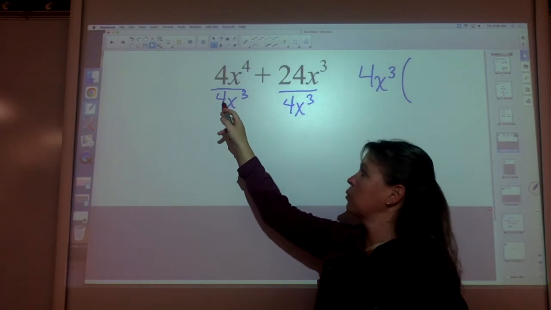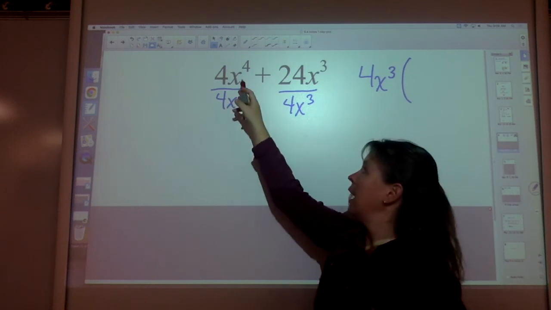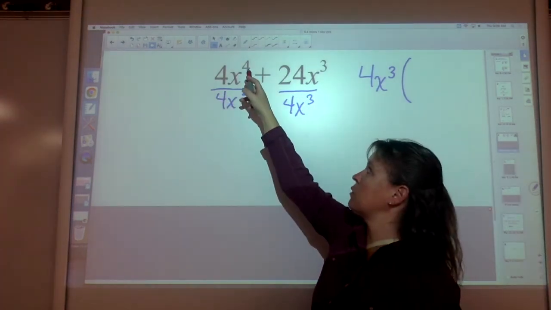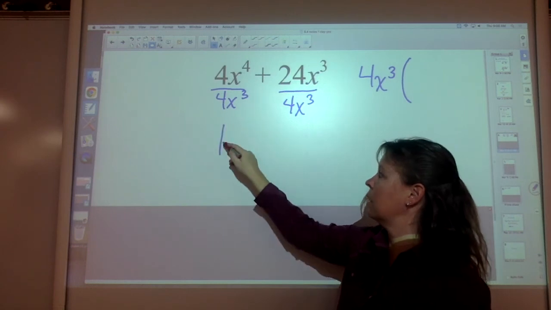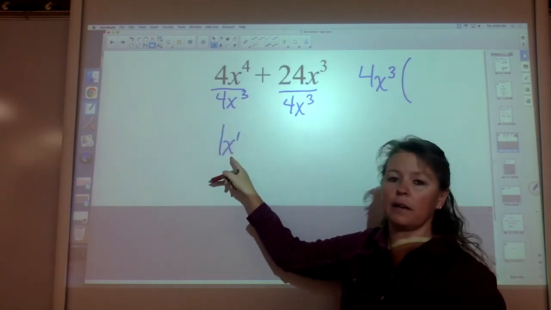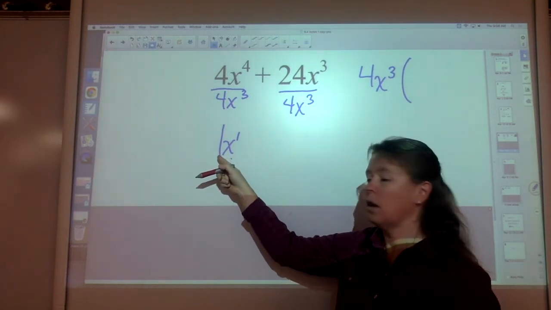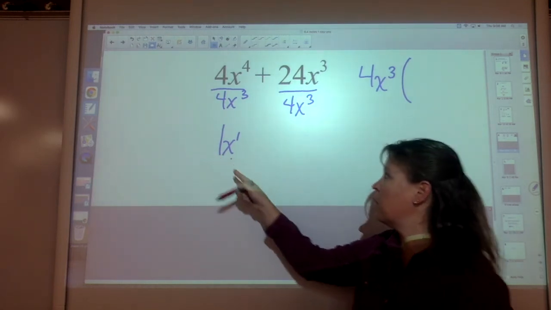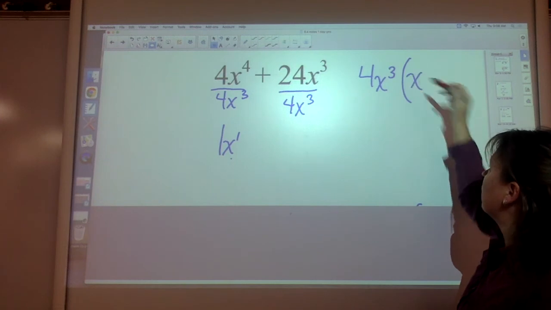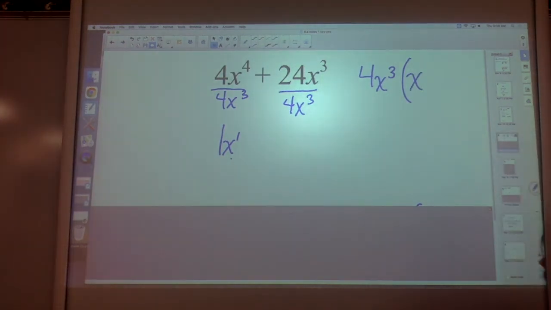4 divided by 4 is 1. X to the 4th divided by x to the 3rd, you subtract exponents. 4 minus 3 is 1. Whatever you do, don't you dare give me a factor like that. Blech. No 1s for coefficients, no 1s for exponents. What you have left is just a single plain old x.